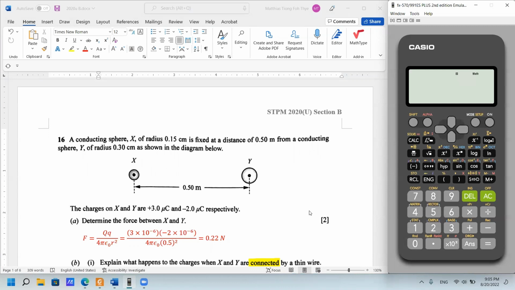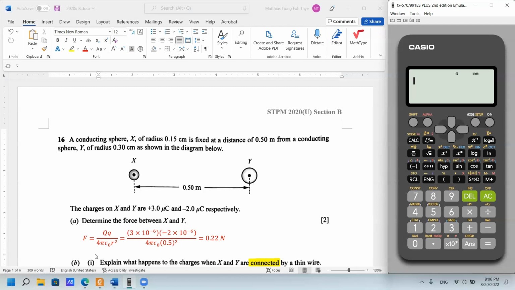Today, we will continue to discuss the STPM Past Year 2020 paper, Section B. A sphere X of radius 0.15 cm is fixed at a distance of 0.5 meter from sphere Y of radius 0.3 cm. The charges on X and Y are positive 3 and negative 2 microcoulomb. So first is to determine the force between X and Y.